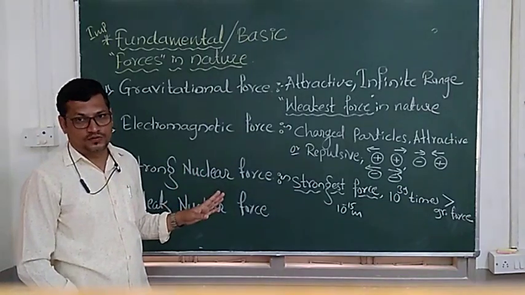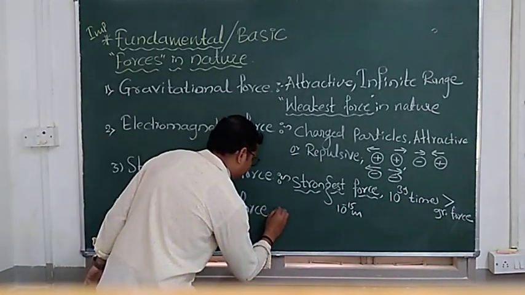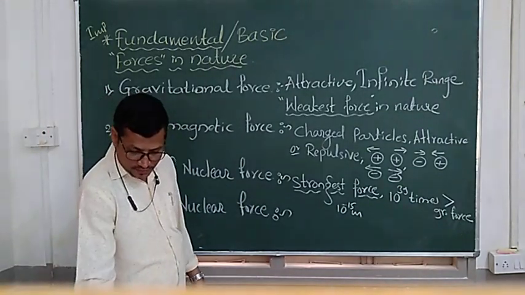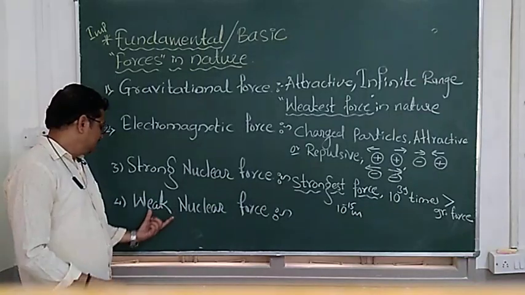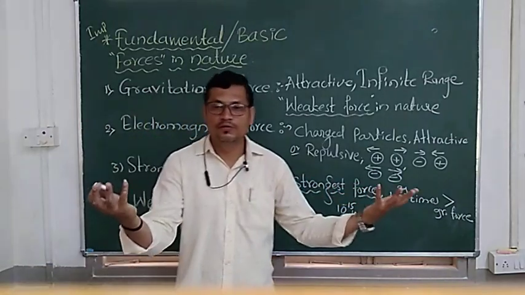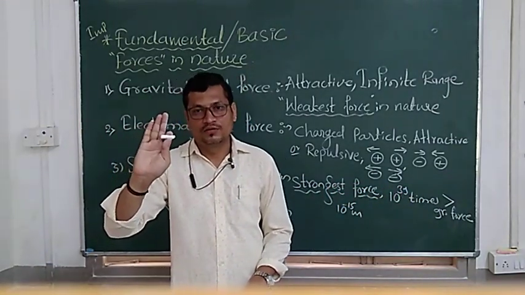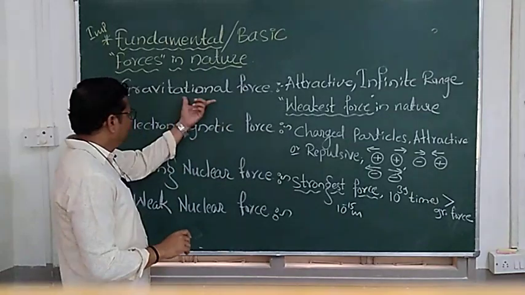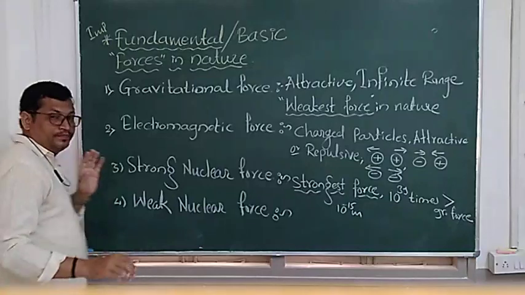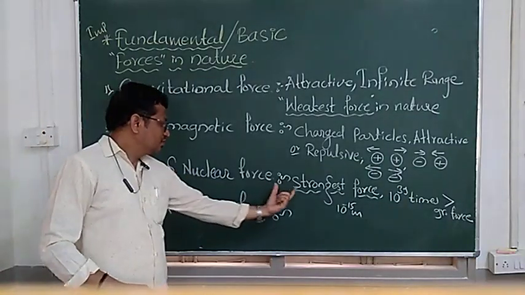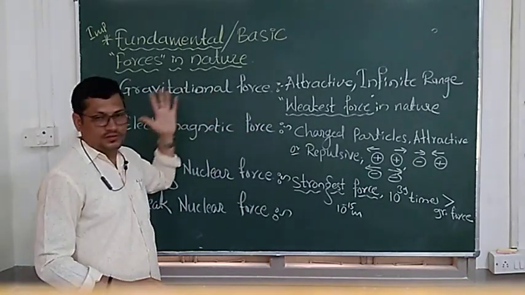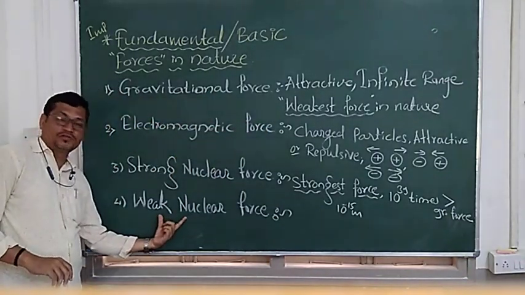And the last one is the weak nuclear force. Don't go by this name, weak. Weak nuclear force is not the weakest force in nature. Don't get confused. The weakest force is which one? Gravitational force. The strongest force is strong nuclear force, and the weakest is gravitational force. Don't write that the weakest force is weak nuclear force.